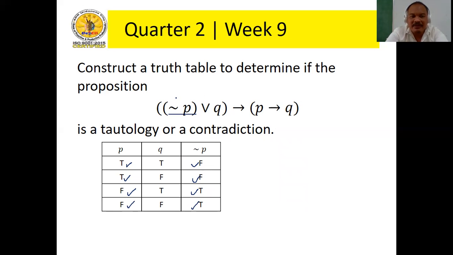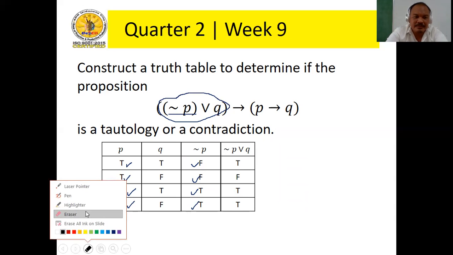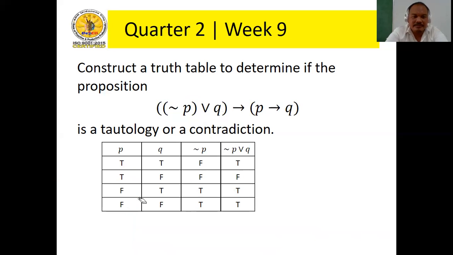Then afterwards, perform now the operation of not P or Q. So this will be a disjunction. Okay. Not P and not Q. Okay, so let us erase this one. So not P and not Q. So this will be not P or not Q. So the concern is not P and Q.